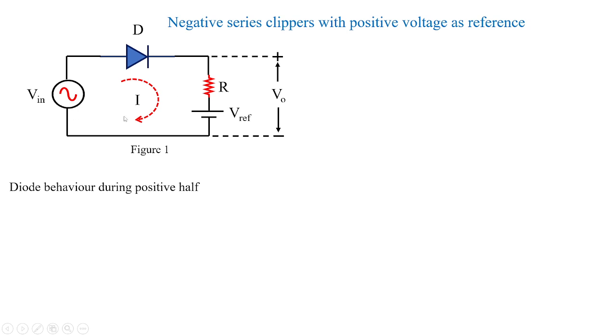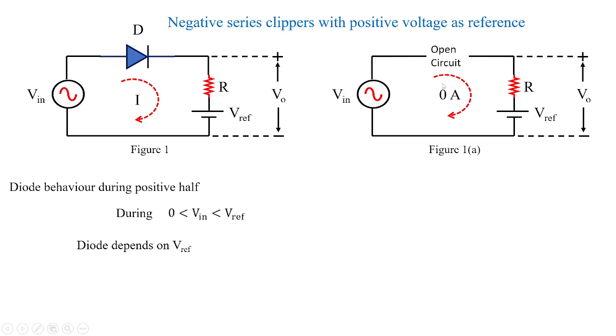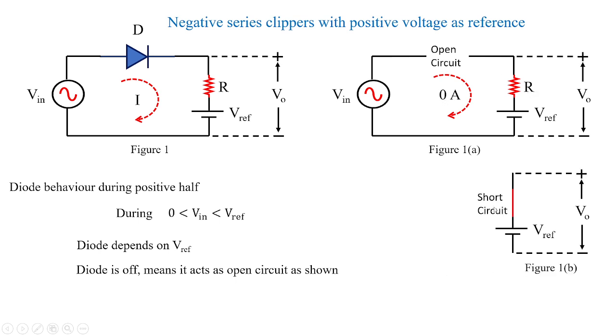For that, we need to understand the behavior of the diode for the positive half cycle and the negative half cycle. In the positive half cycle, when the input voltage is less than the reference voltage, the diode depends upon the reference voltage, and this makes the diode off. When the diode is off, the current is 0 amperes and it flows through the resistor. Since the diode is off, it has become an open circuit, but the 0 ampere current flowing through the resistor makes it a short circuit, and hence the output voltage is equal to the reference voltage. This is the first catch.